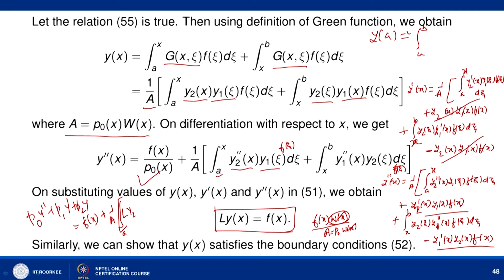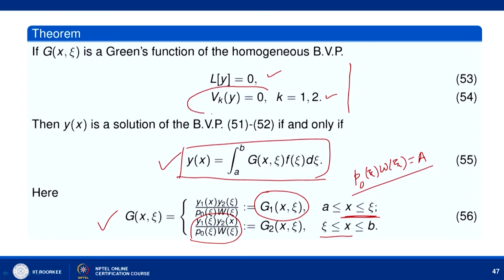y1a. So y1a times y2 xi f xi d xi, and similarly your y dash a will be what? Y dash a will be simply integral a to b, and y1 dash a you can take out, y1 dash a, y2 xi f of xi d xi. Now y of a you can write from this equation, and y1 dash a you can get from this. Similarly you can get y of b and y dash b from these sets of equations, and then you can verify, I am leaving it to you, that it also satisfies the boundary condition V_k y equal to 0. So I am not doing it because it is going to be a little bit lengthy.